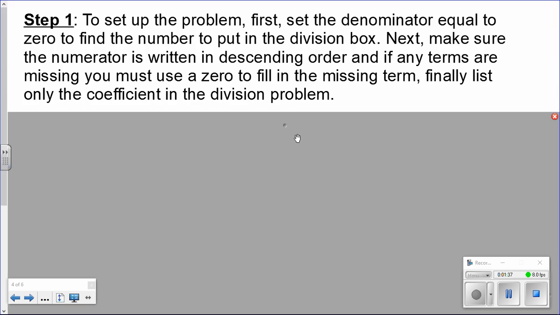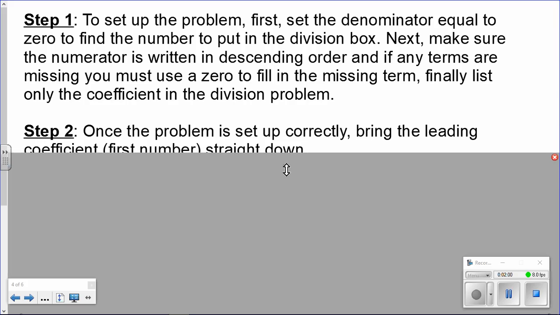So step one, we want to set the problem up first. Set the denominator equal to 0 to find the number to put in the division box. Next, make sure the numerator is written in descending order. If any terms are missing, you must use a 0 to fill in the missing term. Finally, list only the coefficients in the division problem.